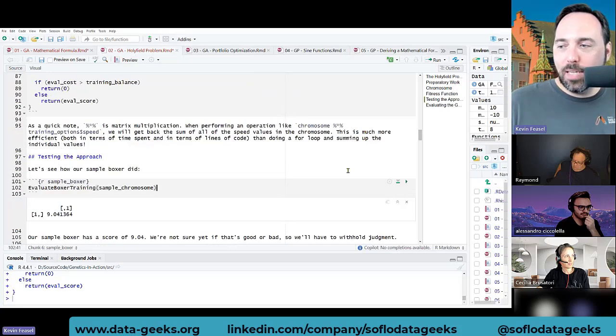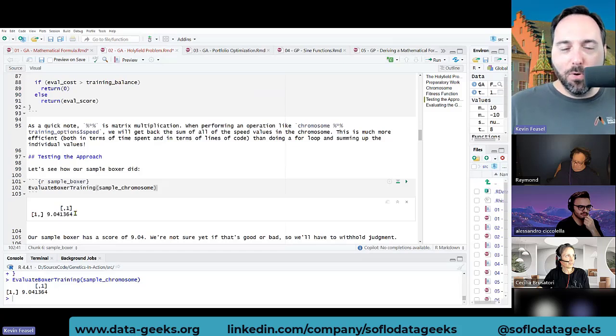All right, let me see that sample chromosome, that boxer. So we're going to get a score of 9.04. Is 9.04 good or bad? I have no idea. We're going to have to find out.